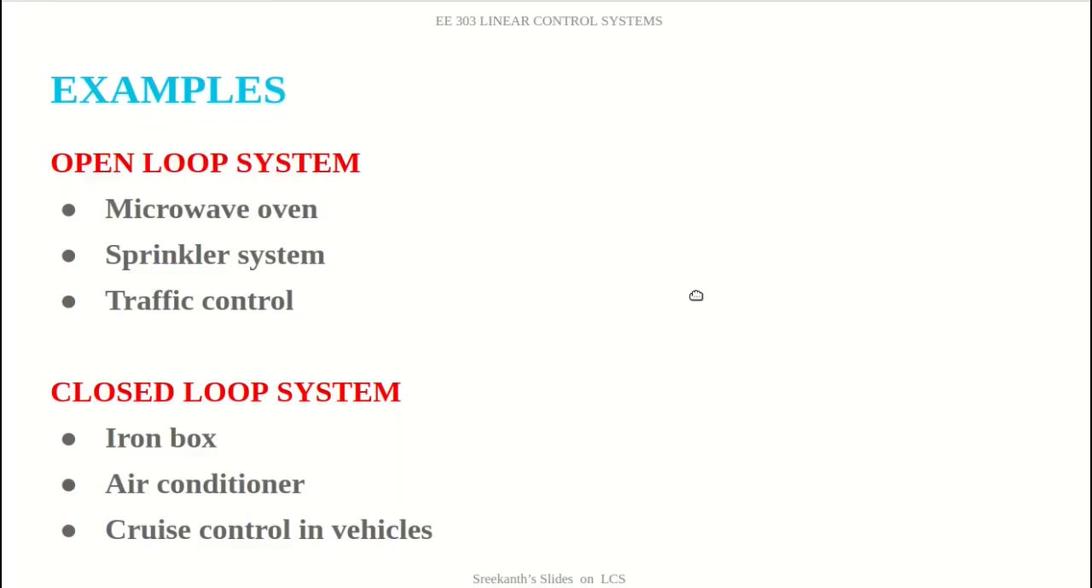Thus you can say that the output, the desired output, that is running the vehicle at 60 kilometers per hour, influences the input, that is fuel injection. Hence this system is also an example of a closed loop system. Now with this we end this lecture.